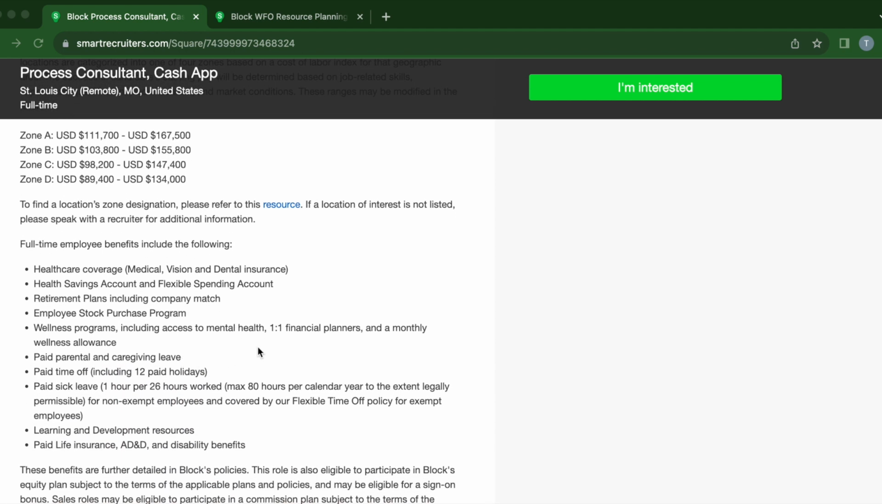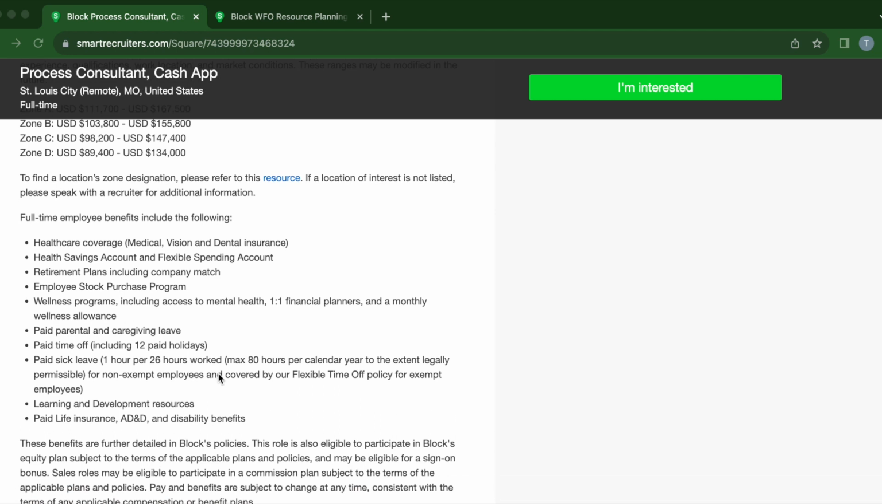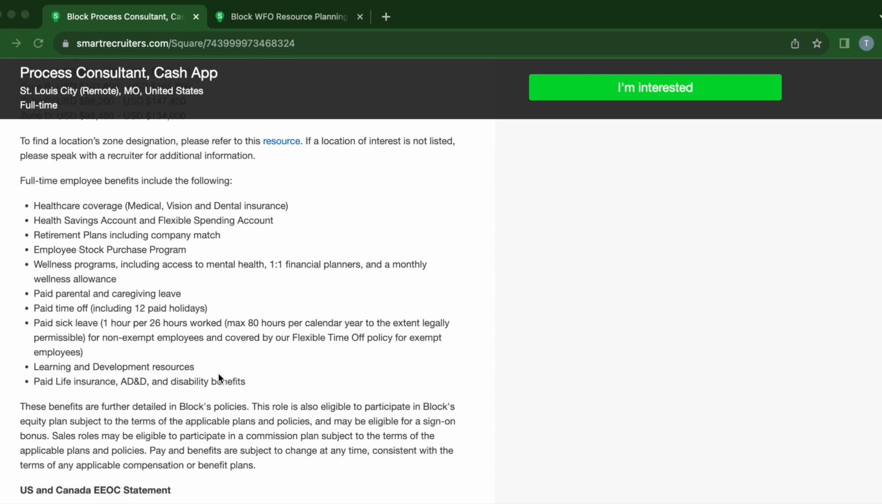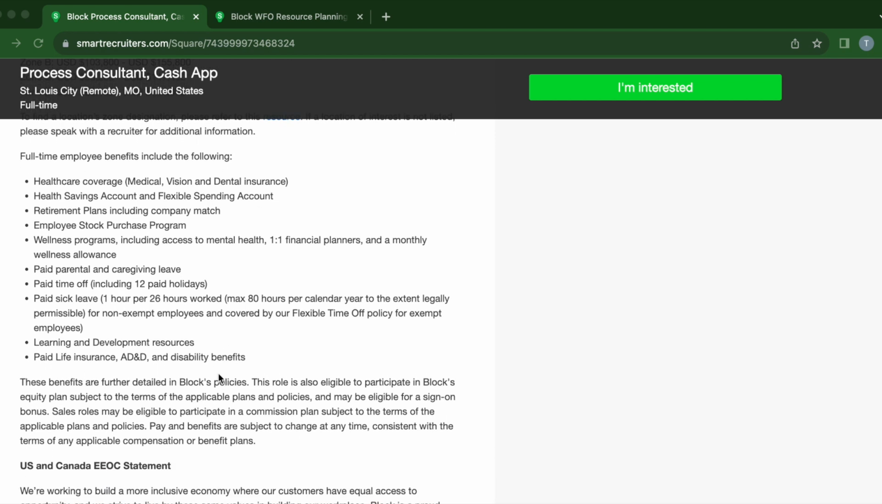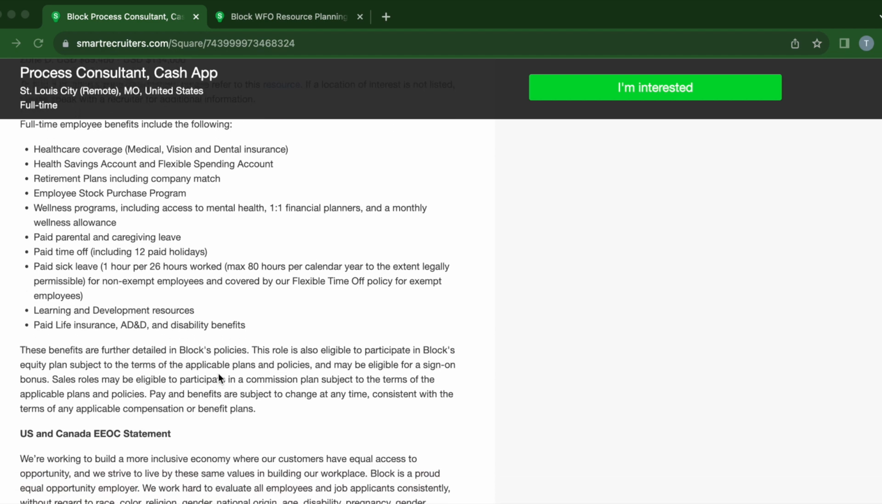Here are some of the benefits that they have for full-time employees: health care coverage, including medical, vision, and dental, health savings account, flexible spending account, retirement plans, including company match, employee stock purchase plans, wellness programs, including access to mental health, one-on-one financial planners, and a monthly wellness allowance, paid parental and caregiver leave, paid time off, including 12 paid holidays, paid sick leave, which is 1 hour per 26 hours worked, maximum 80 hours per calendar year to the extent legally permissible, learning and development resources, and paid life insurance, AD&D, and disability benefits.